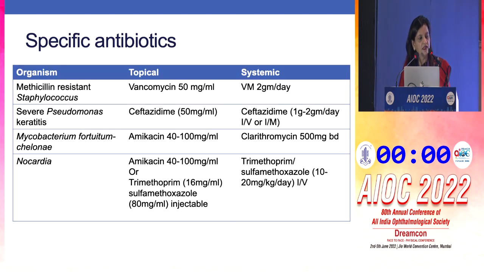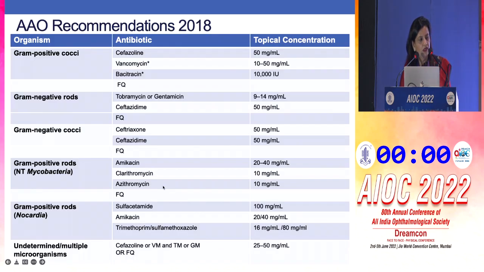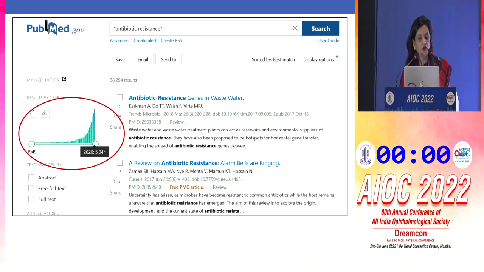And these are the specific antibiotics for specific organisms: for MRSA, vancomycin; for severe Pseudomonas keratitis, ceftazidime; for Mycobacterium fortuitum, amikacin; and for Nocardia keratitis, amikacin or trimethoprim can be given. These are the AAO recommendations of 2018, and much of this I have already crystallized and talked to you about.